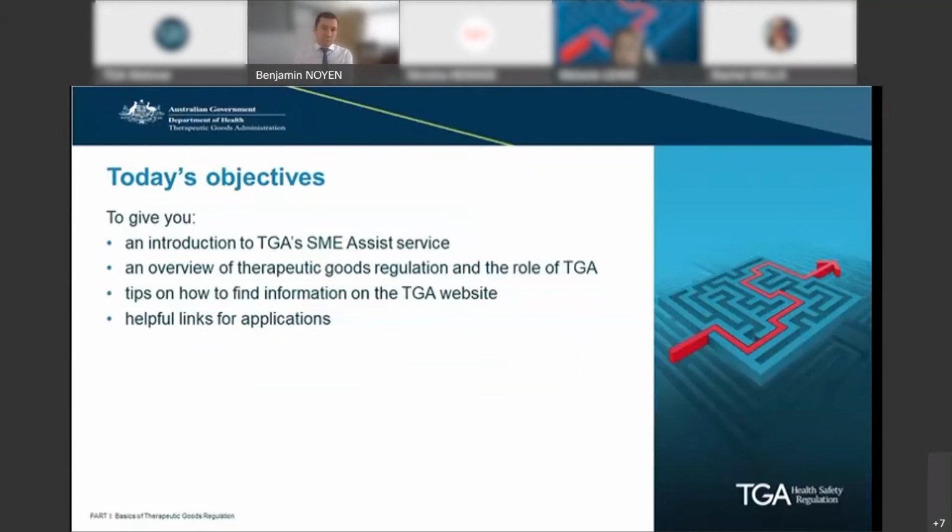This presentation will give you an introduction to TGA's SME Assist service, an overview of therapeutic goods regulation and the role of the TGA, some tips on finding information on the TGA website, and some helpful links for applications. You should have received a copy of the slides via email, but if you haven't, please email us and we'll arrange for you to get those slides.